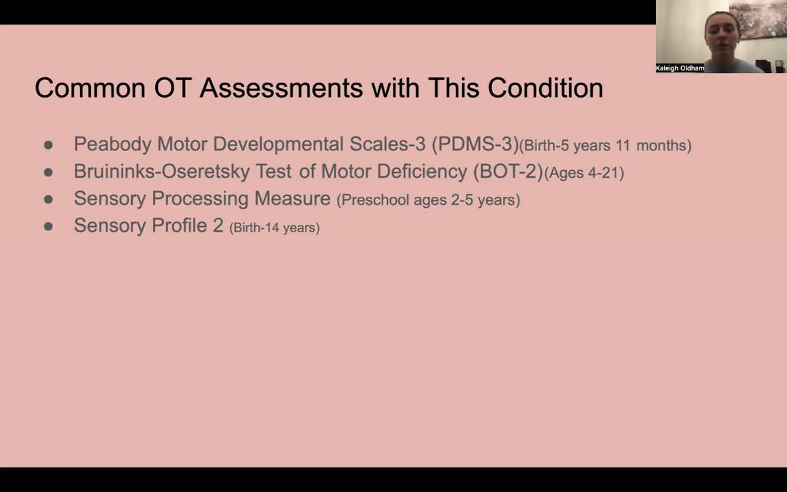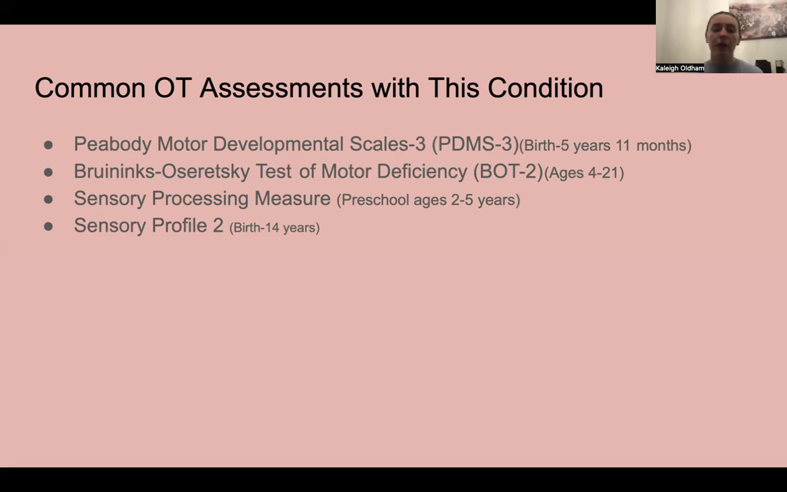There are 2 classrooms at the Scholar House that are ages 3 to 5. So working with that classroom and working with the 4 to 5 year olds, you could use the BOT2. And then sensory processing measures. Children with Down syndrome do tend to have a lot of sensory processing concerns. The sensory processing measure has a preschool form for ages 2 to 5 years old, and that's also a great age range for the Scholar House to use this.